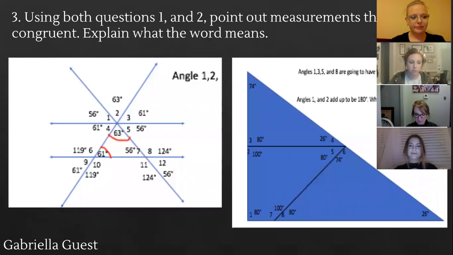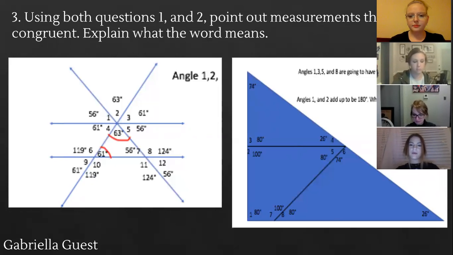Gabby, using both questions 1 and 2, can you point out the measurements that are congruent and explain what that word means? Yes, so congruent is just pretty simple. Congruent means that something is the same. So you can look on both graphs. And over here, on the first graph, you can have angle 61. Corresponding to it, you have 61 degrees again. So that would be congruent.